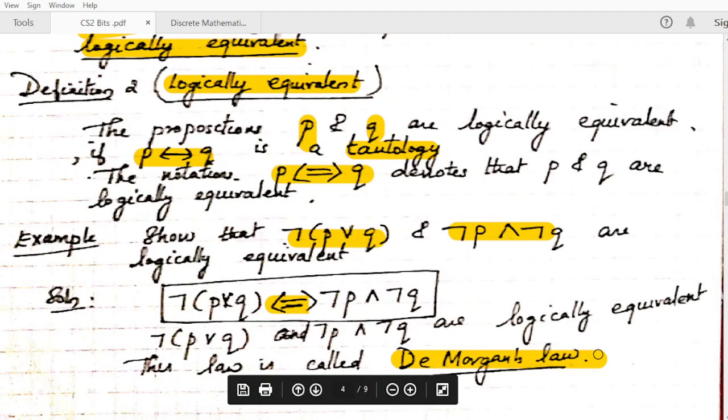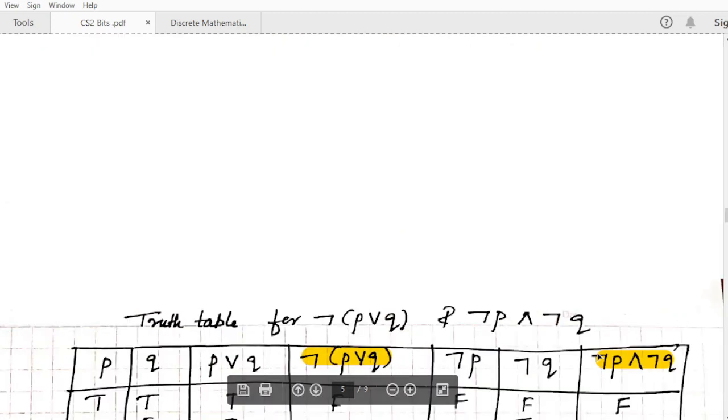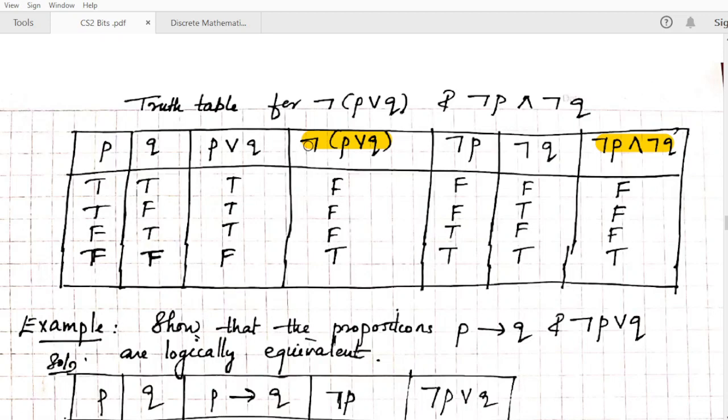Now we are going to find the truth value of these compound propositions. So here we have to find negation (P or Q) and negation P and negation Q. We have to find the truth value of these two. First let us find the truth value of negation (P or Q). For that, first we will be finding the truth value of P or Q.